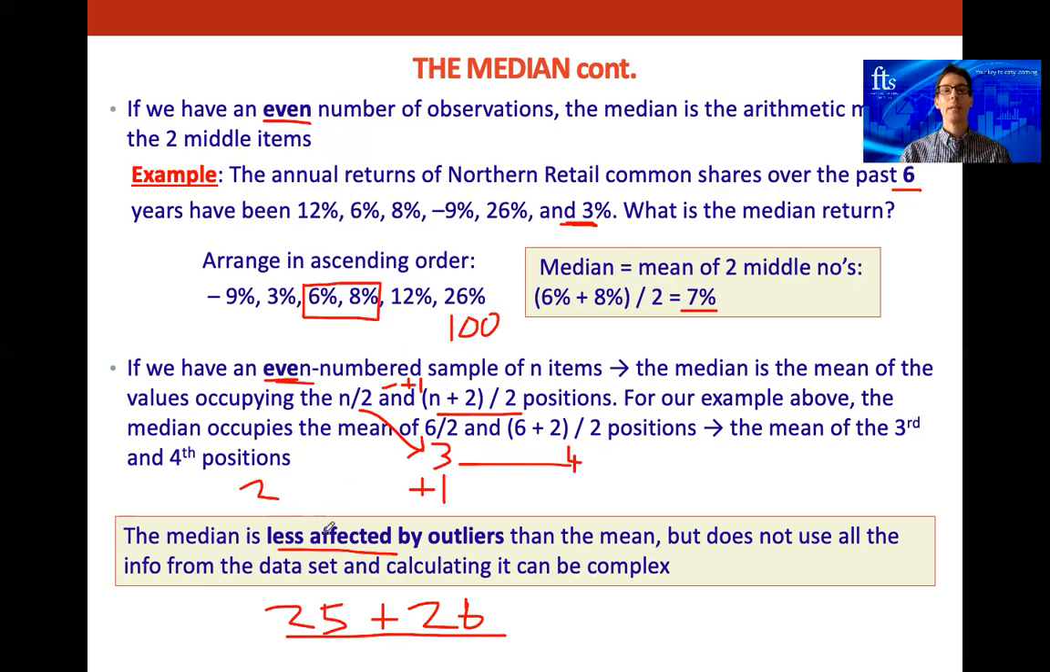So the median is less affected by outliers than the mean, but it does have a few problems because it does not use all the info from the data set. And calculating it can also be complex because we need to arrange all the data from smallest to biggest, so that can be a bit of a mission.